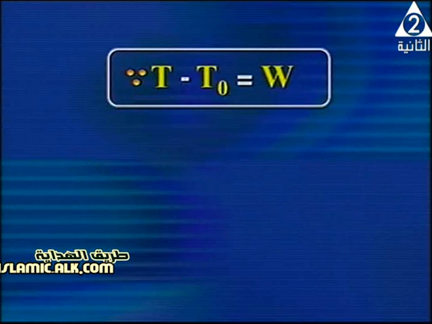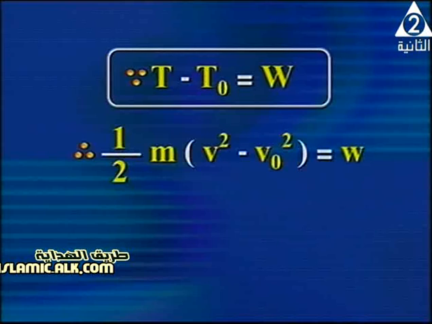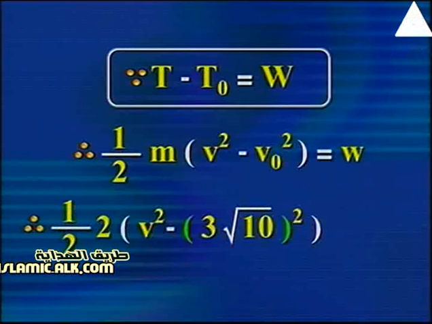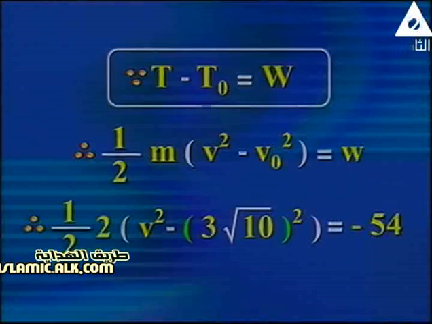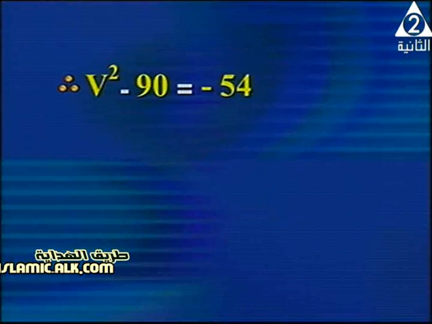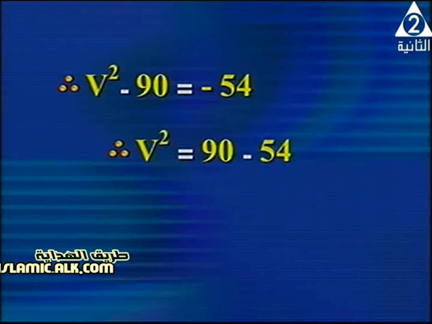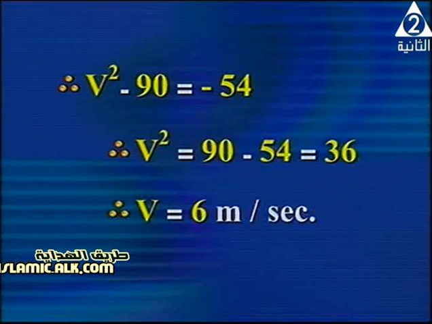Since the change of kinetic energy equals W, half M multiplied by the bracket V squared minus V naught squared equals the work done. So half times 2 times V squared minus (3 root 10) squared equals negative 54. By using V squared minus 90 equals negative 54, V squared equals 36. Then the velocity is 6 meter per second.